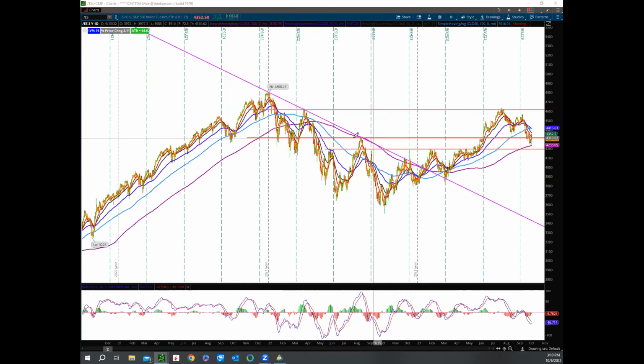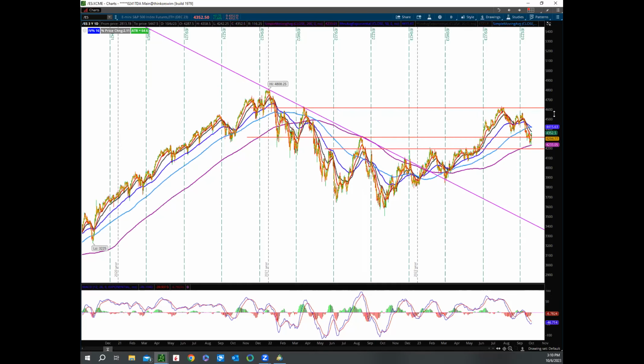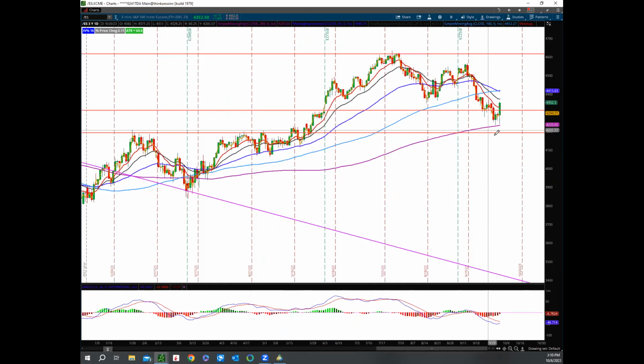So we broke through this level and this level here, and we're just back down retesting it, and that's all. And on top of it, what's great is that in addition to coming down and retesting that previous level, what do we have right here? We've got the daily 200. It's the perfect storm in terms of things aligning, right?